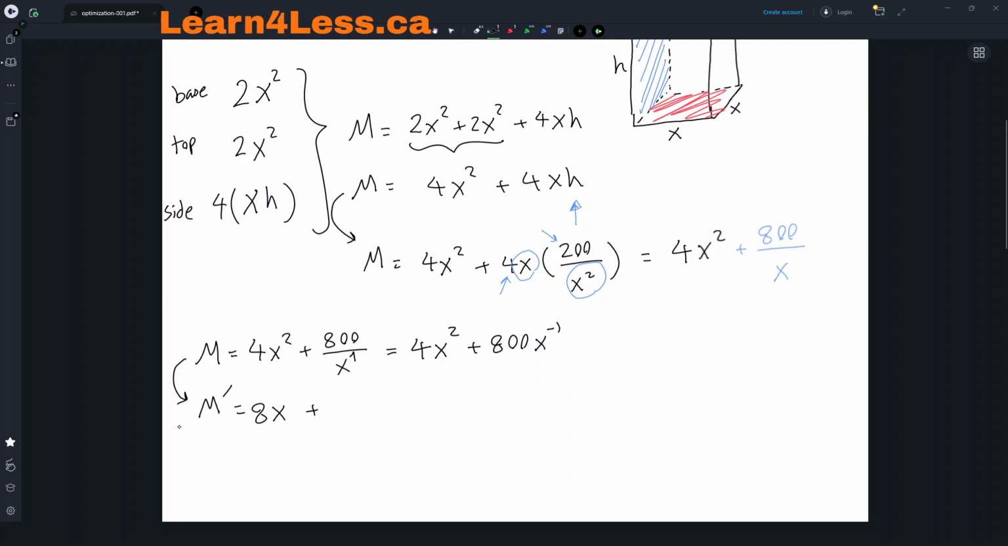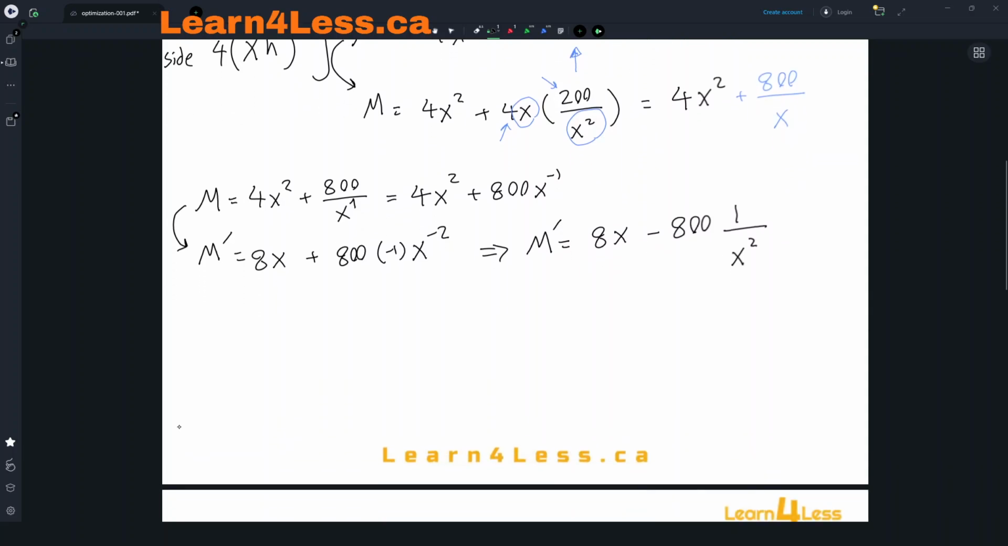So I have 8x plus 800 with a -1 x to the power of -2. Let's simplify that a little bit. So m prime is equal to 8x plus, I have 800 times -1, which basically makes it -800, and I have x to the power of -2, which is basically 1 over x squared. Don't forget that a negative power only means it's a reciprocal. It is in the denominator. Okay, perfect. Now I have this, and I simply set that equal to 0 to find the critical point.